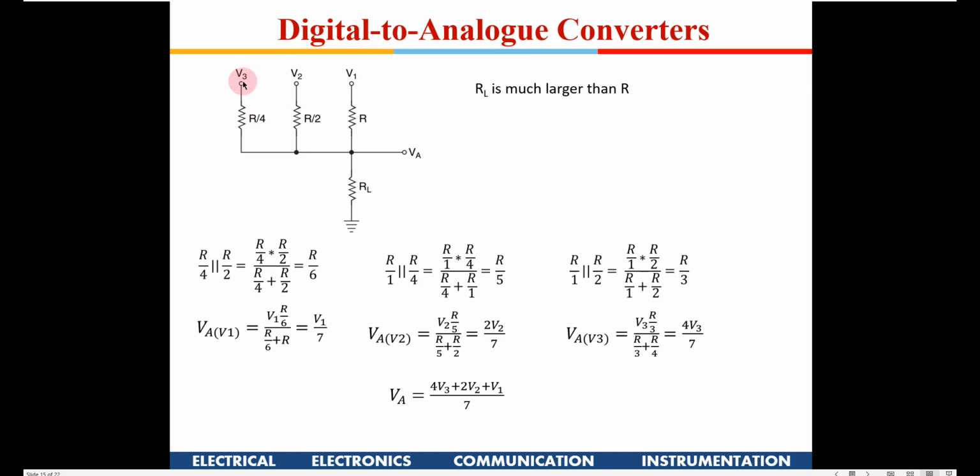Now suppose I have 0, 1, 0, and 1 corresponds to 7 volts, so it will become 2 into 7 divided by 7, these are 0, so I'll get a 2 volt output, right? Similarly, if I have V3 as 7 volts, corresponding to digital 1, and these two zeros, it will become 4 into 7 divided by 7, so I get 4 volts. So you see, depending on the digital input, I will get a corresponding analog value out here. For all 8 combinations, I will have 8 voltage levels.